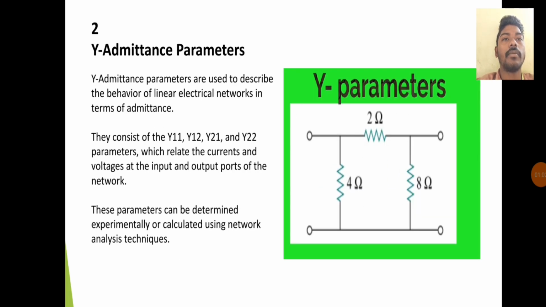Y admittance parameters. Admittance parameters are used to describe the behavior of linear electrical networks in terms of admittance. They consist of the Y11, Y12, Y21 and Y22 parameters, which relate the currents and voltages at the input and output ports of the network. These parameters can be determined experimentally or calculated using network analysis techniques.